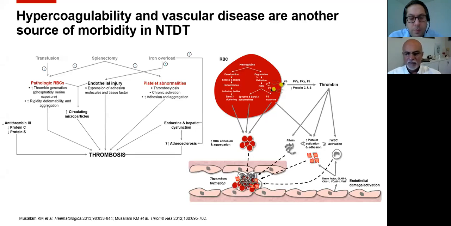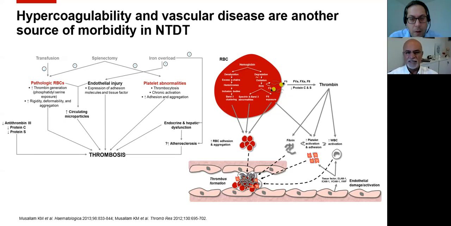I'll be highlighting the issue of hypercoagulability and the vascular disease in NTDT. It's a really very important morbidity, and it's a morbidity that we can prevent. And I have seen all through these years several patients that develop massive thrombosis after surgery or during pregnancy, where we could have prevented this clearly. And this is why this is a very important topic that should be taken care of seriously, specifically that our patients are getting older.